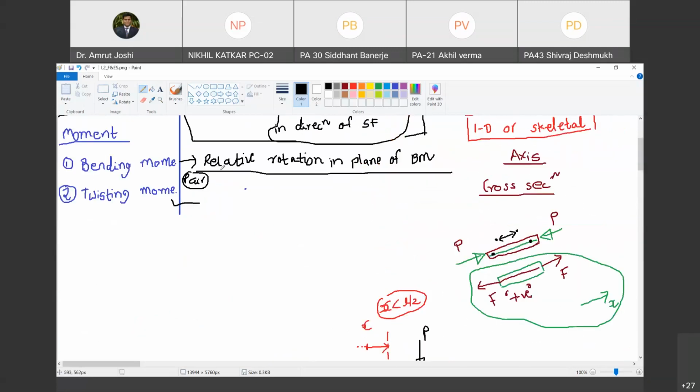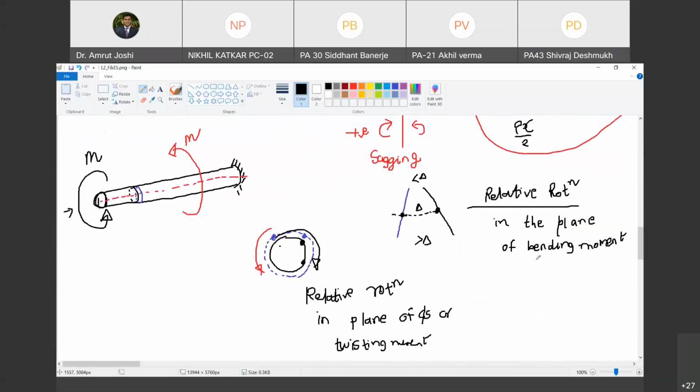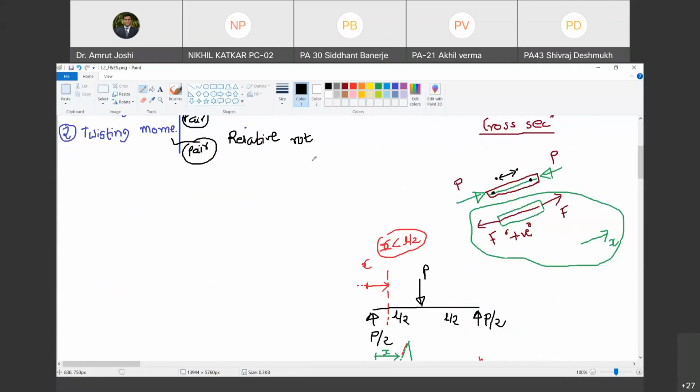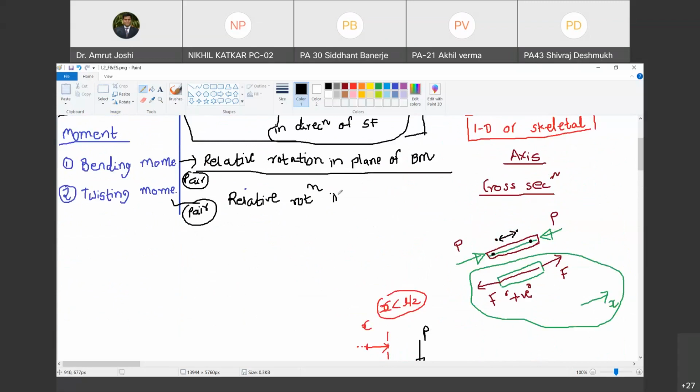So let me write that down here. We are now about to close this cause and effect pair discussion. So twisting moment is also a pair of moments, but its effect is relative translation. Sorry, relative rotation. Oh, I wrote it as translation. I have to write it as rotation. So it is relative rotation in the plane of twisting moment or in the plane of cross section.